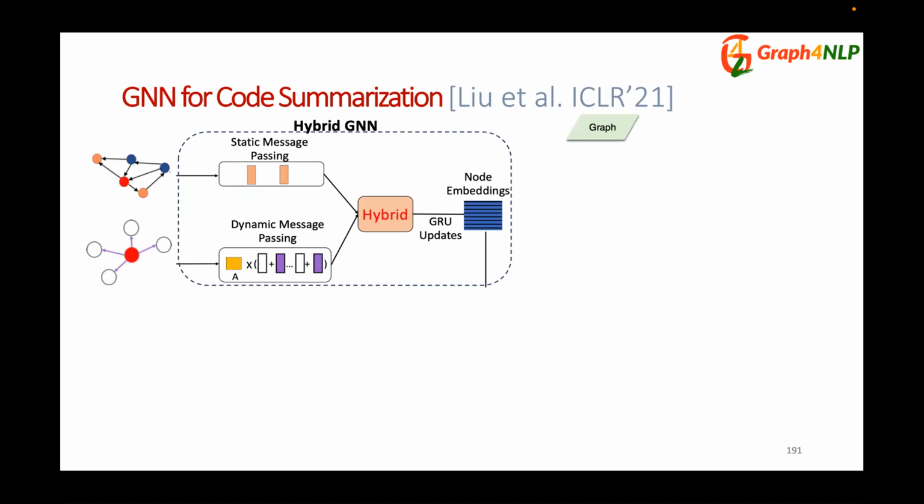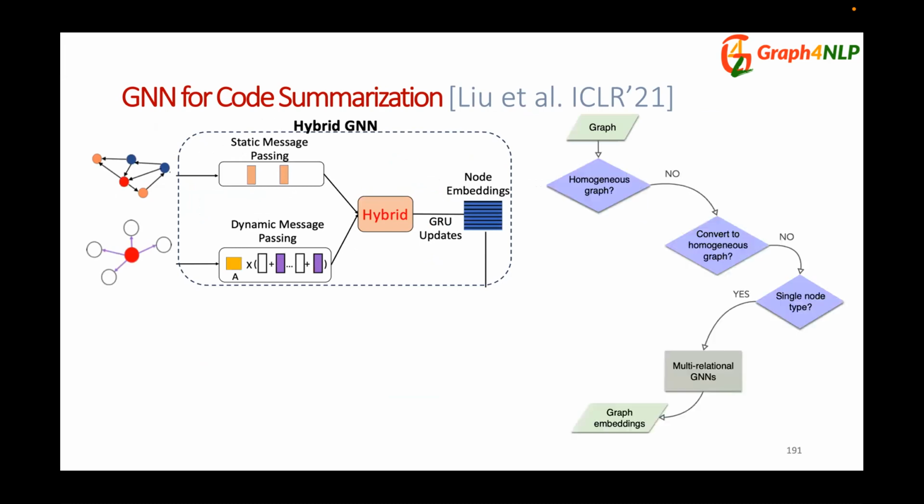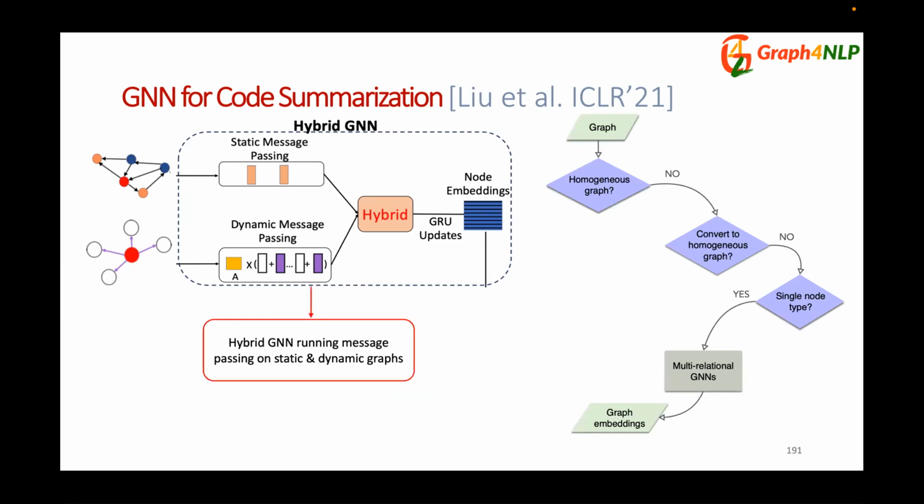As for the graph representation learning, because the constructed graph is actually a multi-relational graph, the authors proposed to apply a multi-relational GNN to encode the graph. Specifically, they proposed a hybrid GNN which runs message passing on both static and dynamic graphs.